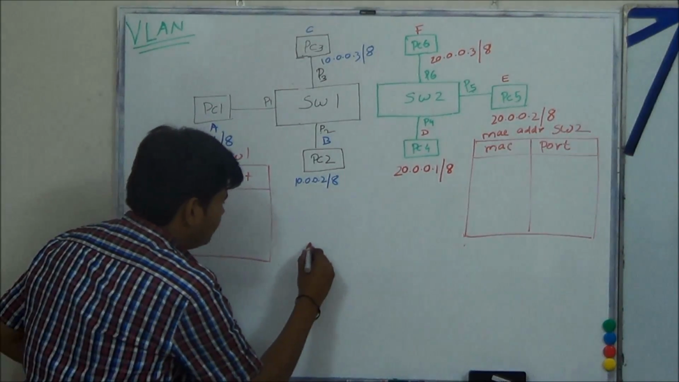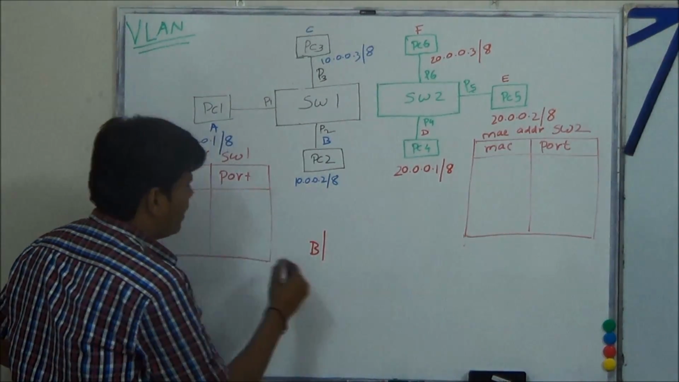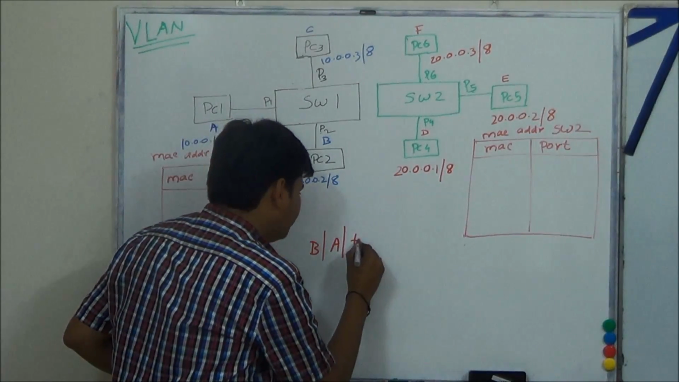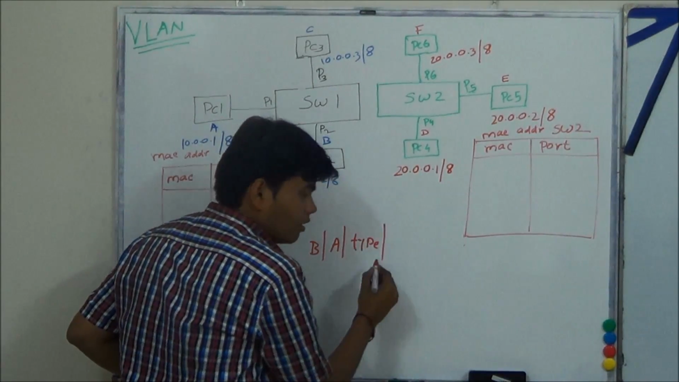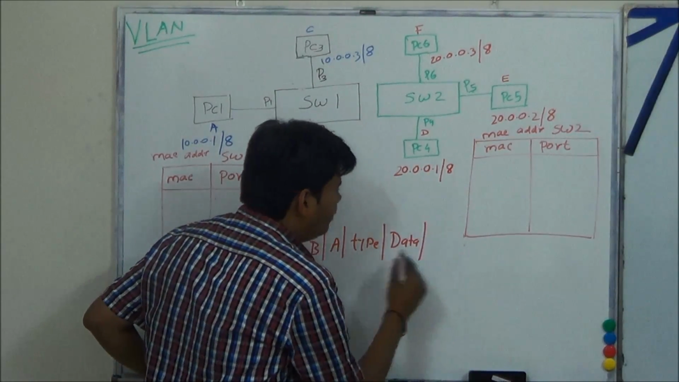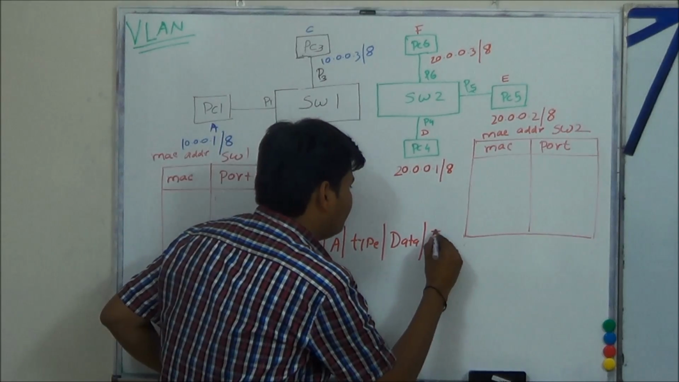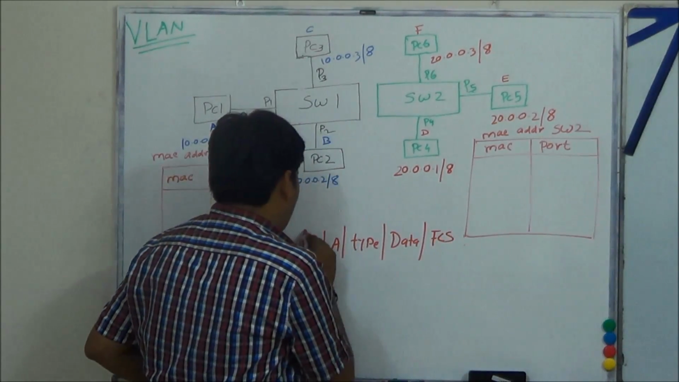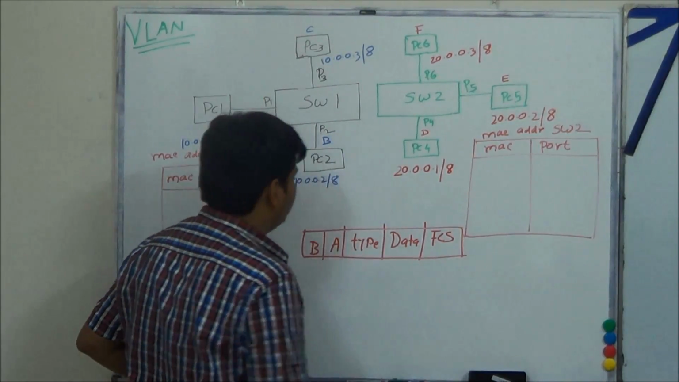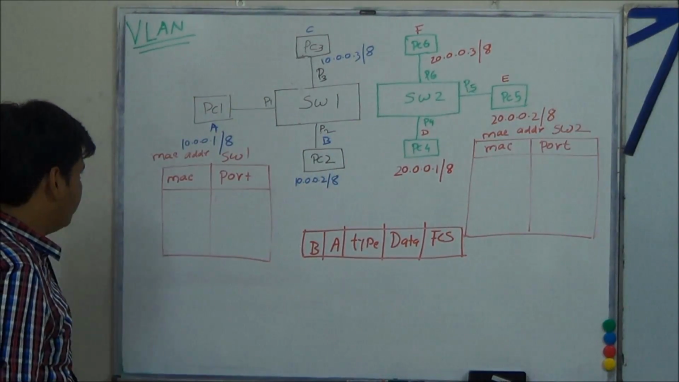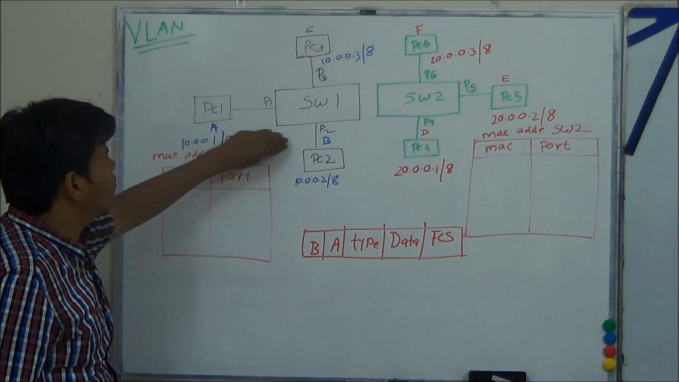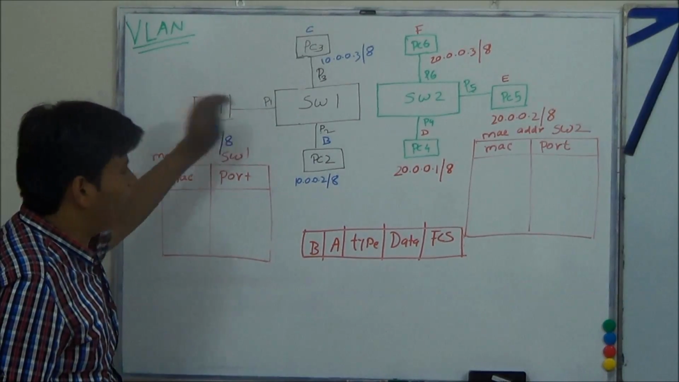So it creates a frame: destination MAC is B, source MAC is A, then the type field, the data field, and last the FCS, which is called the frame check sequence. Now this frame is transferred to the wire by PC1, and switch 1 will receive that frame at port P1.